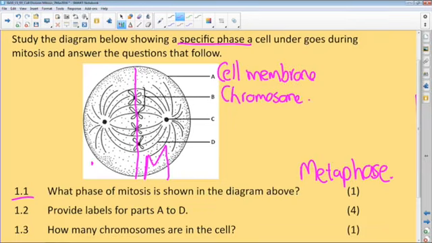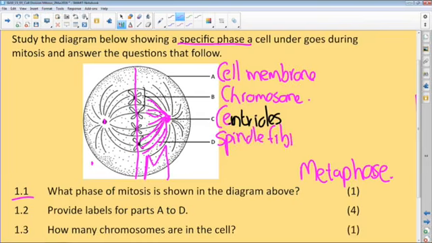Number C, have a look here, it's at the poles, and what do we see coming from number C? Spindle fiber. So number C is centrioles. Number D is the pink. Look at it, that is your spindle fiber.